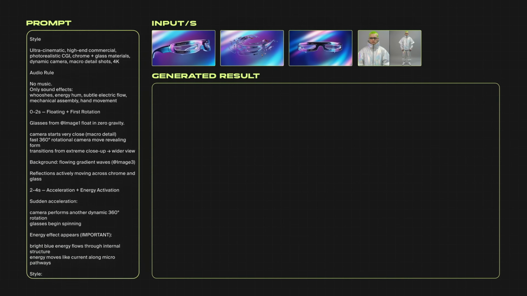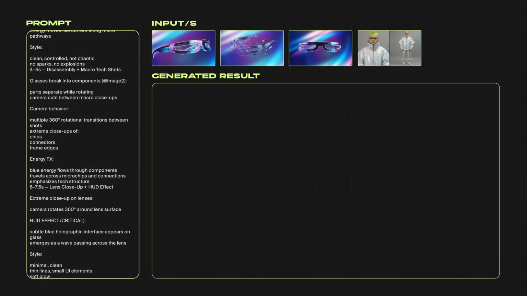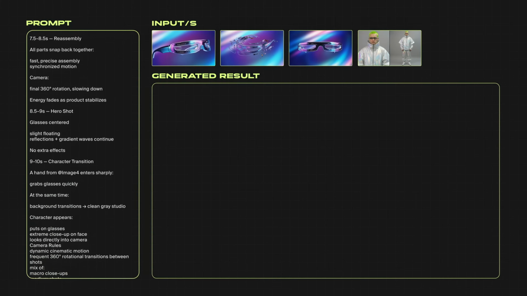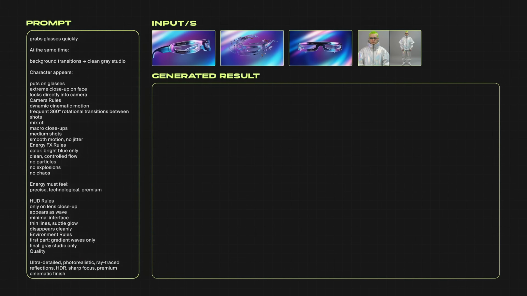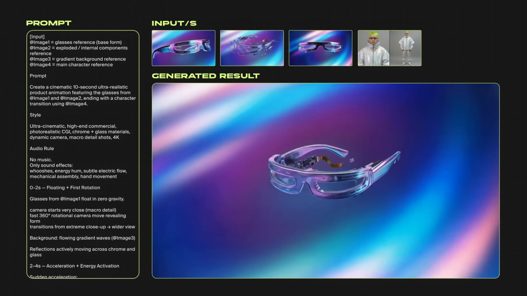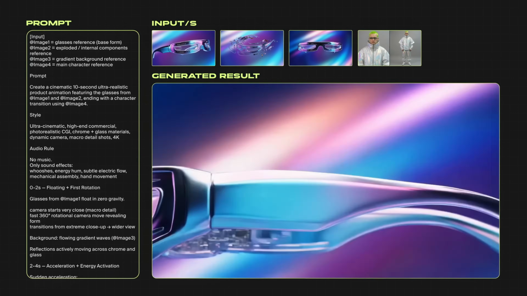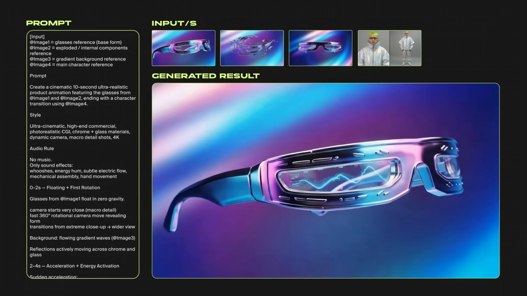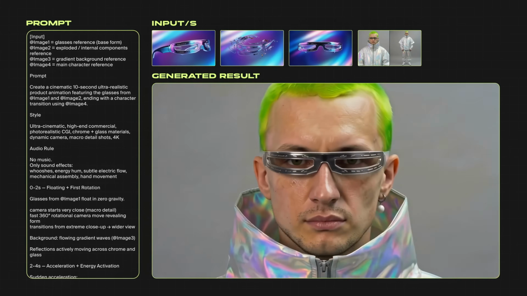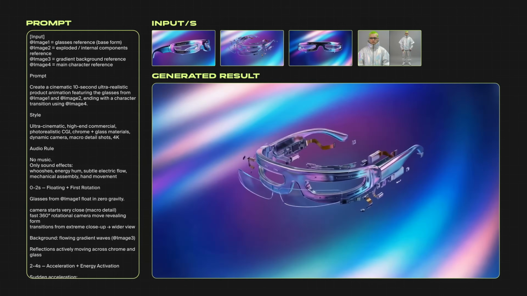In the prompt, I defined the full animation structure. First, the glasses rotate, then break into components with macro shots, then reassemble, and finally the character puts them on. To my surprise, I got a result that worked on the very first attempt, and that's the version I used in the final edit.